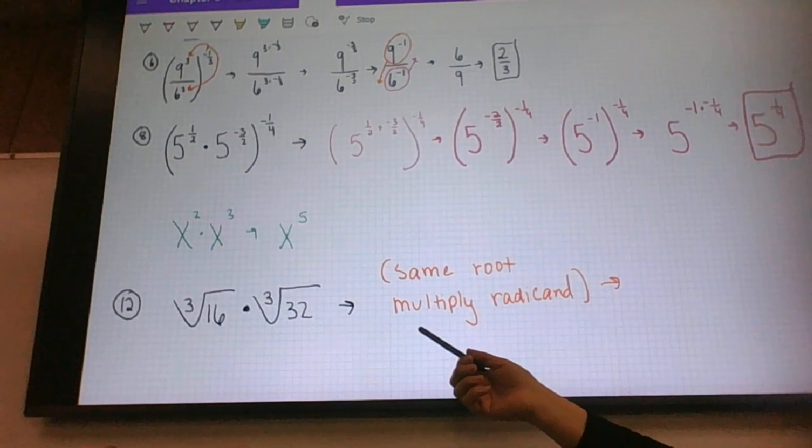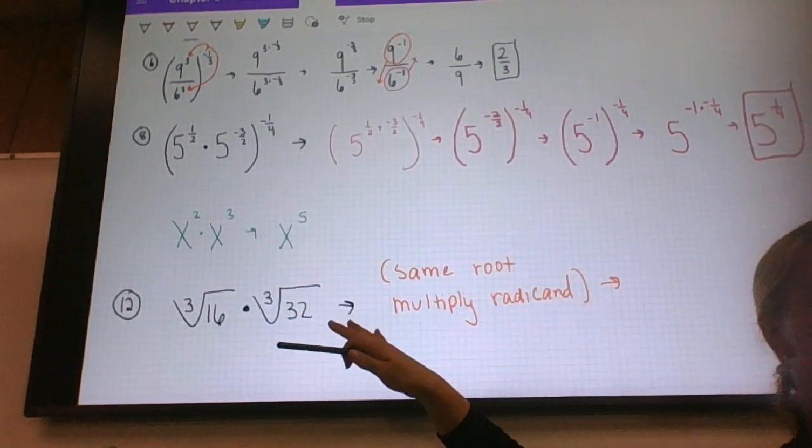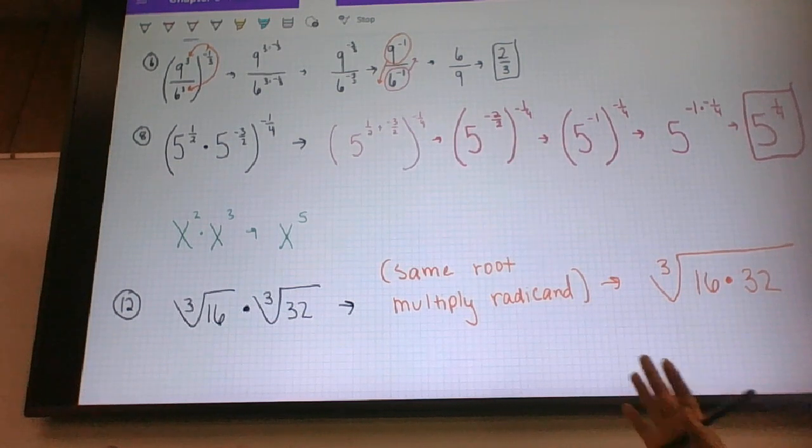You can multiply the numbers underneath. If it was a cube root and then a square root, no. But since these are both cube roots, you can go ahead and do this one big cube root, 16 times 32. So many root ways to do this. I'm dying to do this other ways, but this is one way.